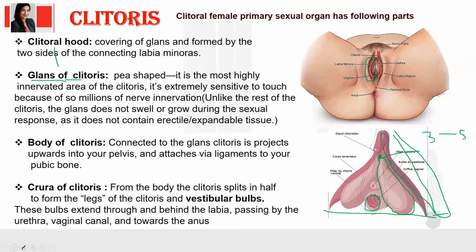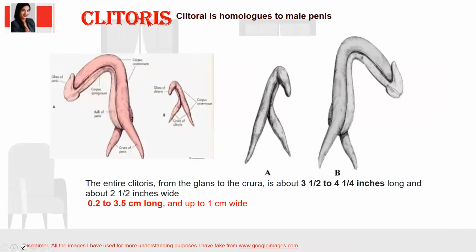And again, the clitoris is a beautiful structure. Let me show, this is our primary sexual organ. We will still discuss the clitoris because it's a long topic, which is going to take approximately 45 minutes. So I don't want to finish that session in a hurry. I'll cover the clitoris tomorrow.